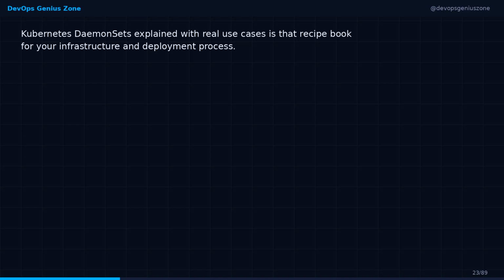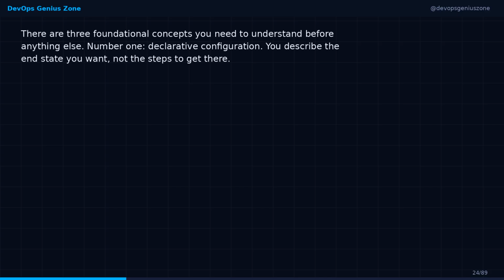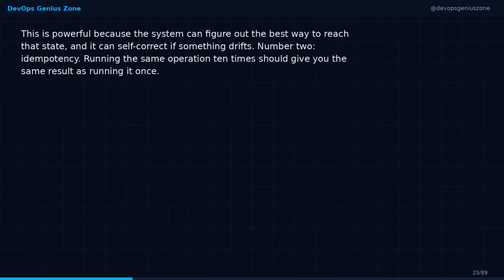Think of it like this analogy. Imagine you're opening a new restaurant. You could rely on each chef memorizing their own recipes, or you could have a standardized recipe book where every dish is made the same way every time. Kubernetes DaemonSets are that recipe book for your infrastructure and deployment process.